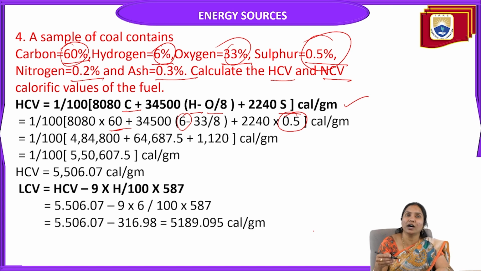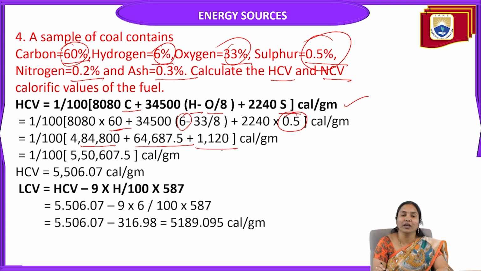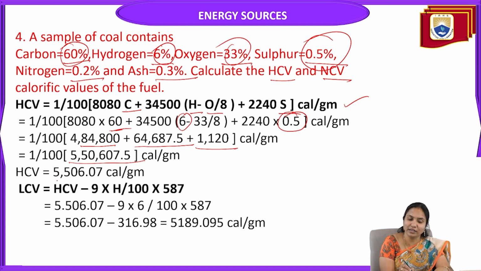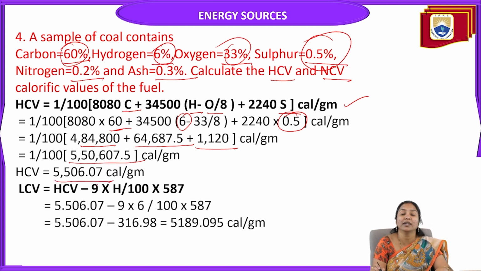So we can substitute all the carbon, hydrogen, oxygen, sulfur percentages in the above formula. After multiplication, we'll get 1 by 100 into 4,84,800 plus 64,687.5 plus 1,120. After the addition, we'll get 1 by 100 into 5,50,607.5 calorie per gram. So after calculation, the high calorific value of the given fuel is 5,506.07 calorie per gram. This is the high calorific value of the given fuel.